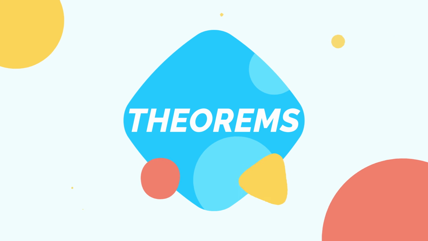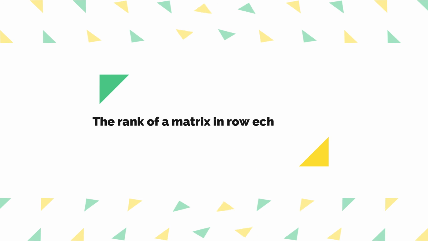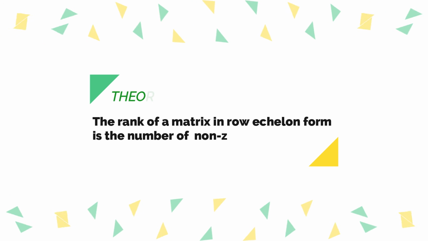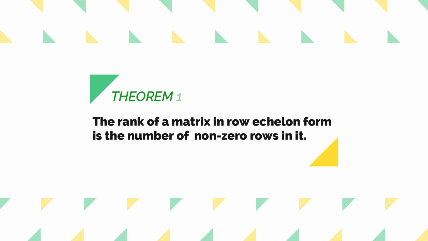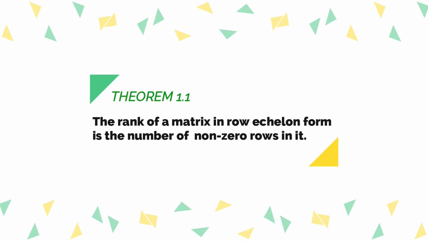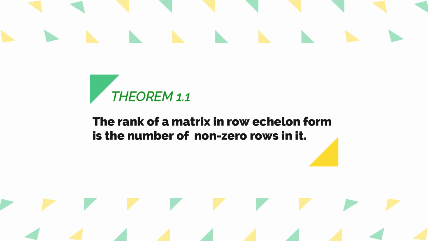Let me discuss some theorems. Theorem 1.11 says the rank of a matrix in row echelon form is the number of non-zero rows in it. It means the rank of a matrix in row echelon form is nothing but the number of non-zero rows. How many non-zero rows are there? That is the rank of the matrix.